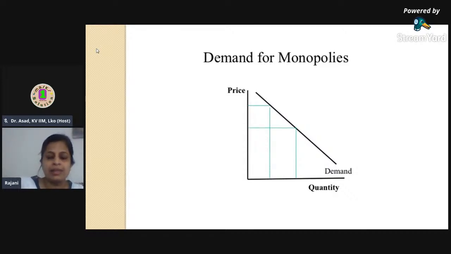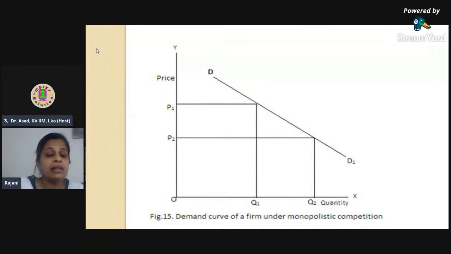Okay. So next is the demand curve of a firm under monopolistic competition. It's a mixture of market structures. Here there are a large number of sellers, but small firms, with many buyers. What is different from perfect competition is that it's not a homogeneous product. Here, the products are differentiated products. What is meant by differentiated products? Different size, different color, different shape.